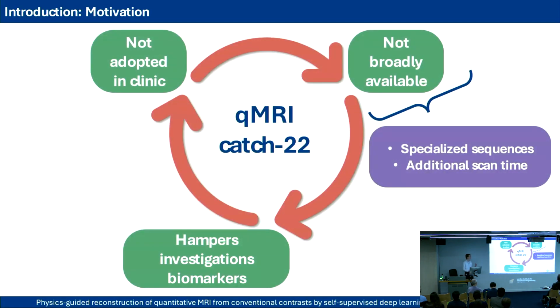However, quantitative MRI is at the moment in a bit of a catch-22 situation, you could say, because there's just very little of this data available, mainly because it requires these specialized sequences that often can be quite lengthy. And because it's not broadly available, this hampers the investigation of actually useful biomarkers. And because there's little evidence, these techniques are not really adopted in the clinic. And this, of course, leads to the data not being broadly available. So there's a bit of this vicious cycle.